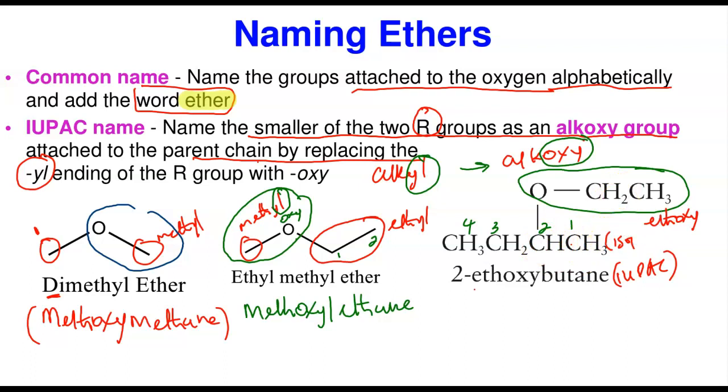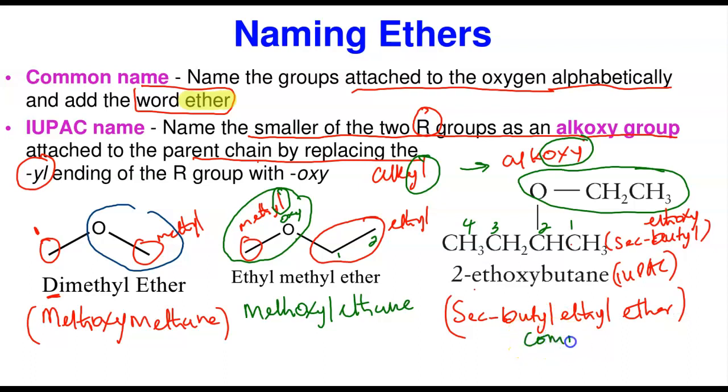No, not isopropyl. Sorry. Why did I do that? This is sec-butyl. So if you want to name this now, B comes before E, so it's going to be sec-butyl ethyl eta. This will be the common name. Remember, this is the common name for this.